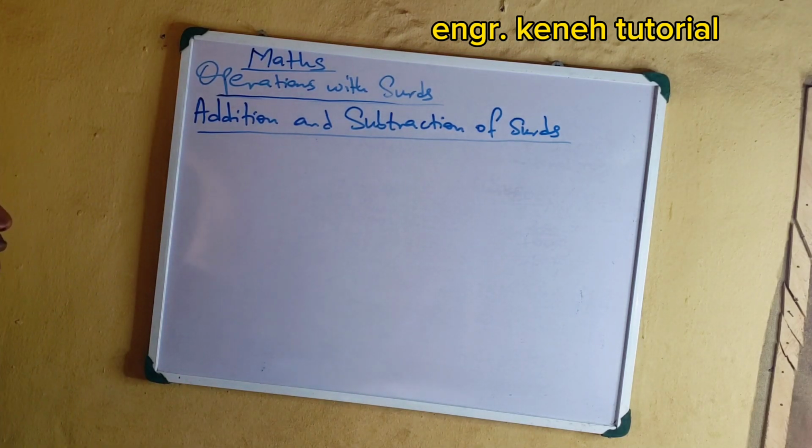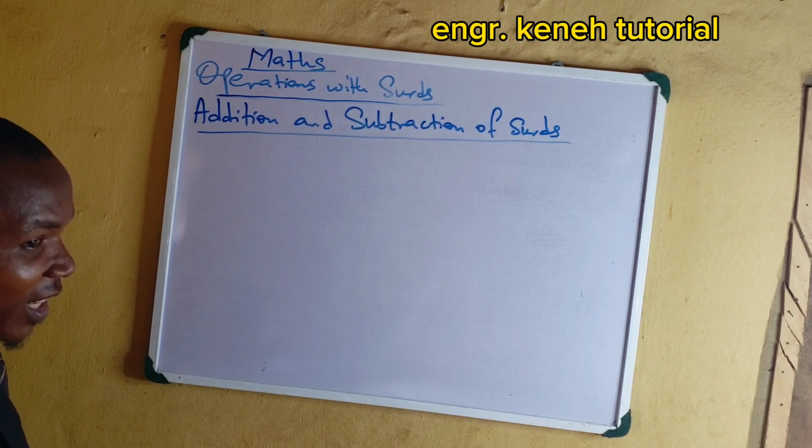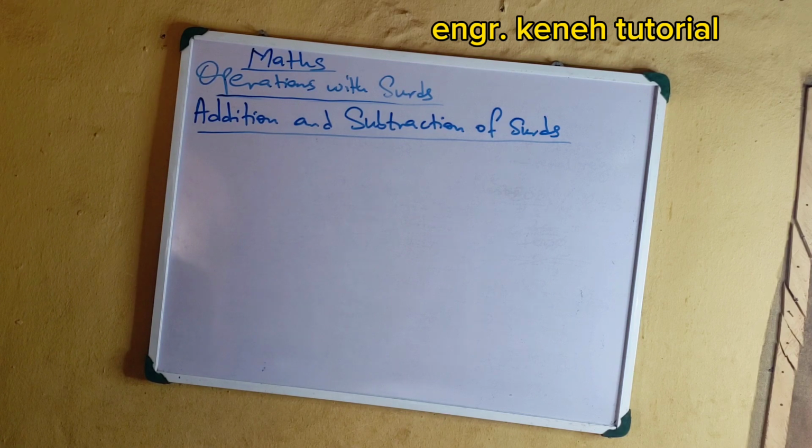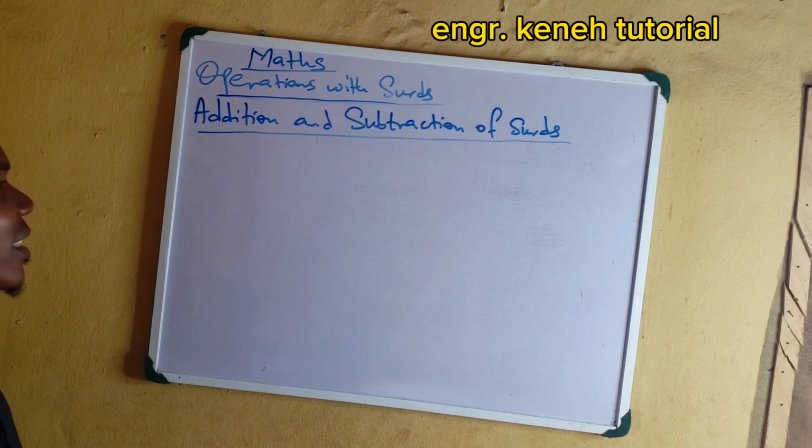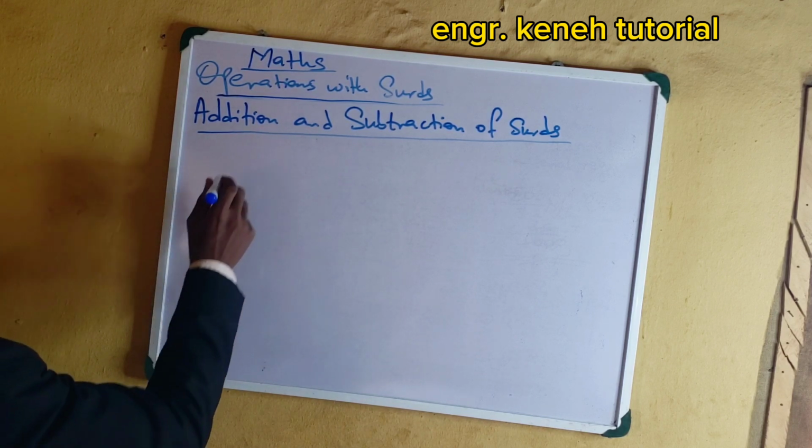Before two surds can be added together or subtracted from each other, they must be similar. They must be what? Similar. If they are not similar, they cannot be added and they cannot be subtracted from. What do I mean by being similar? I've told you how to know two similar surds. Their irrational parts are equal.